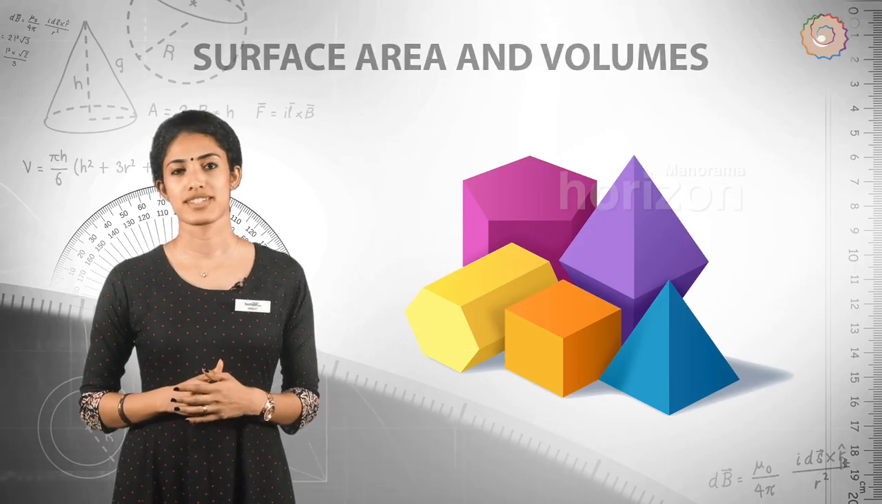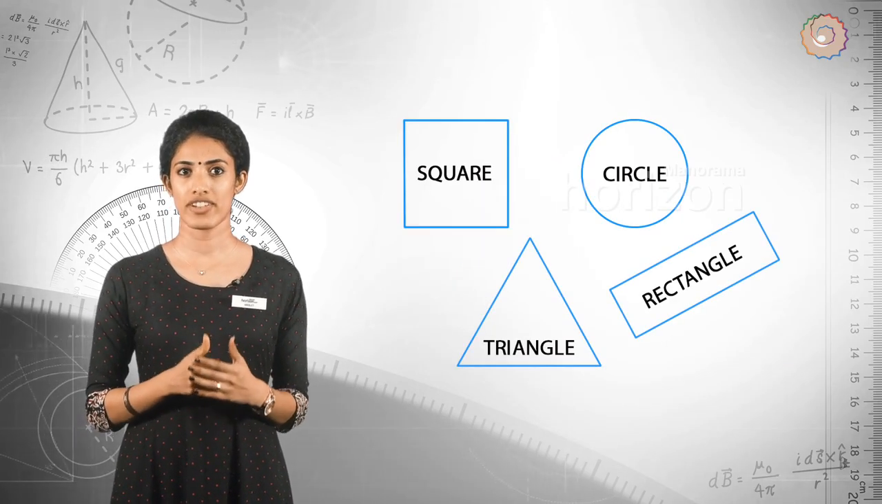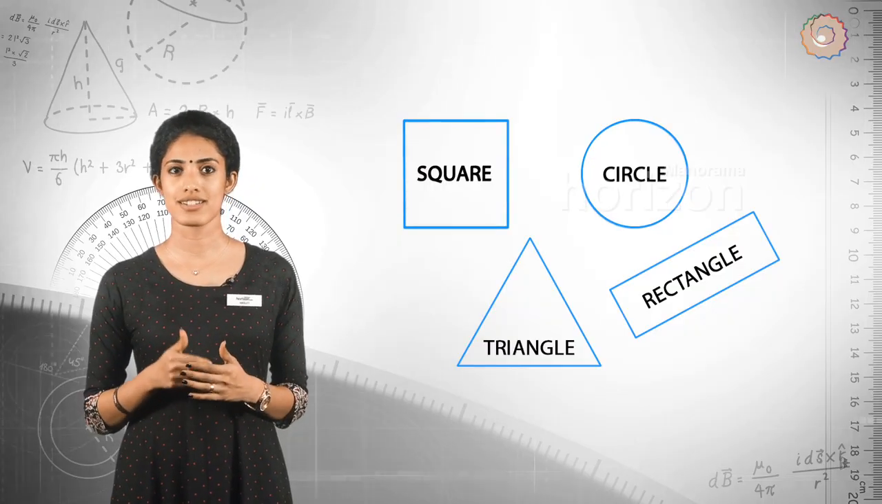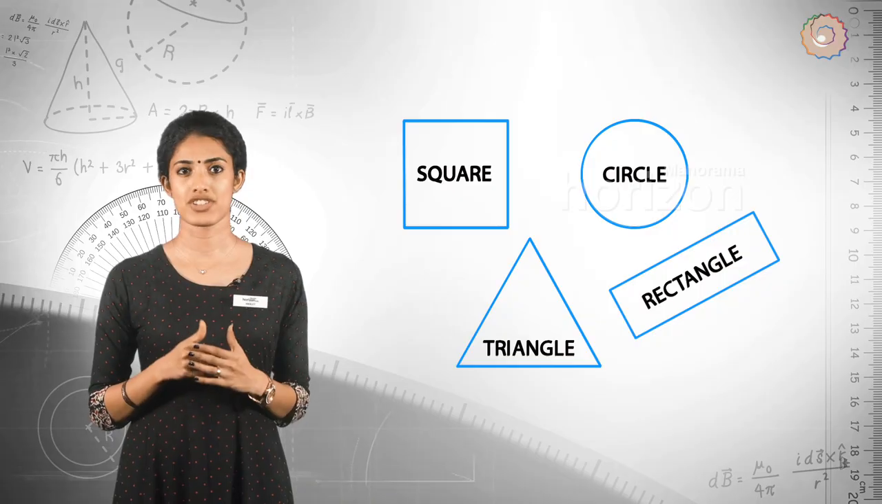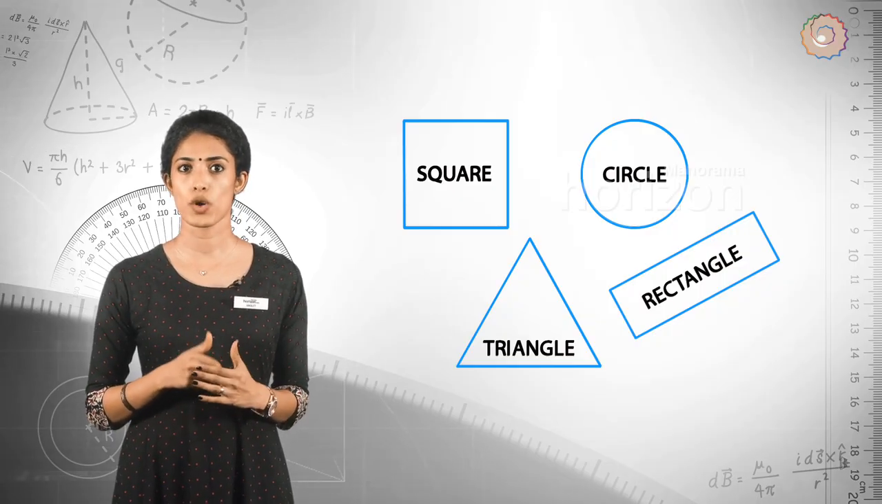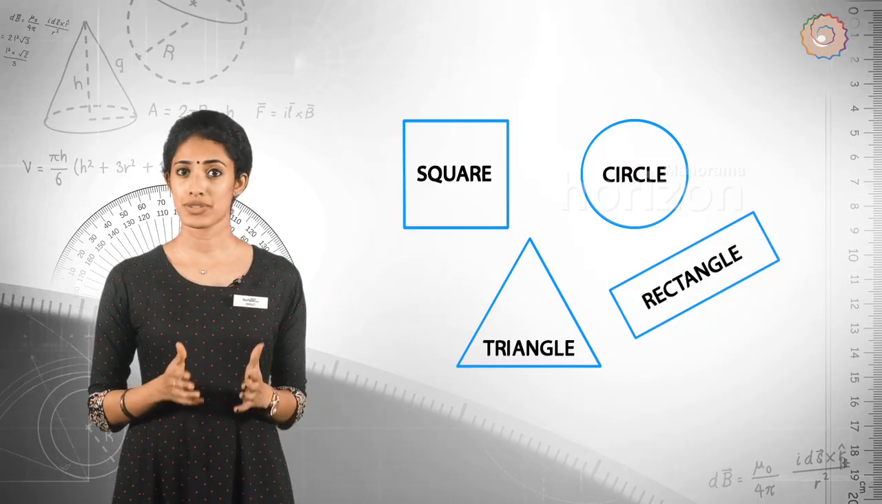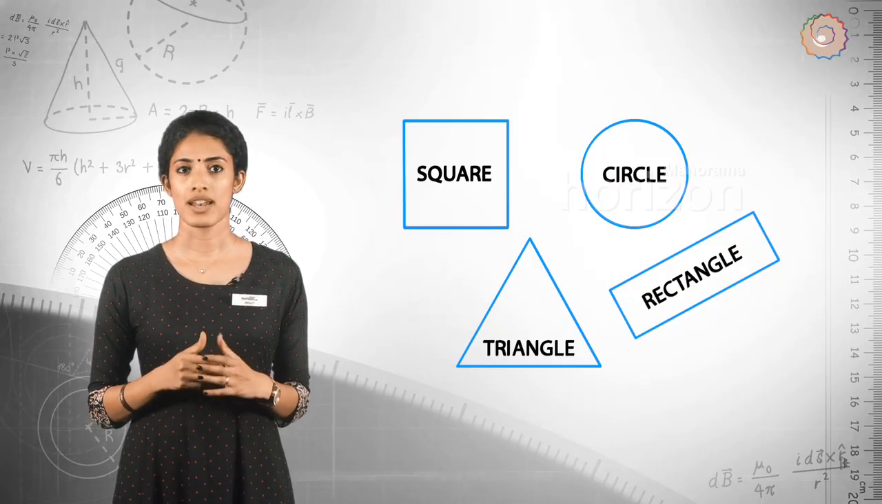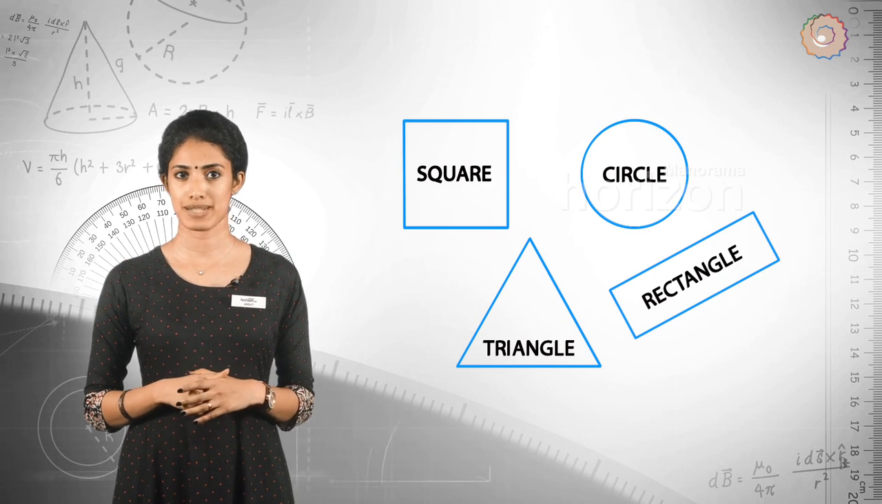Let us get started with surface areas and volumes. We have come across flat plane figures such as square, circle, triangle, and rectangle. These are also called two-dimensional shapes that can be measured only in two faces, that is length and width. How about three-dimensional shapes? Now, let us explore in detail what are three-dimensional shapes.